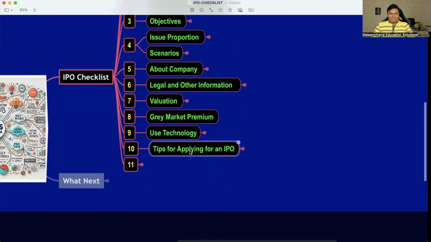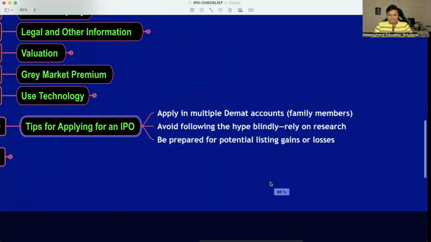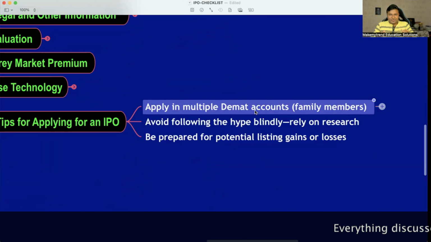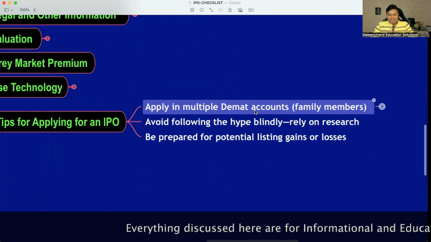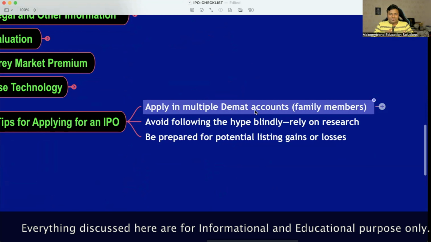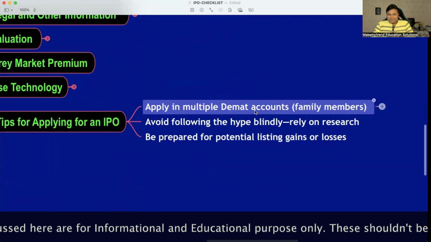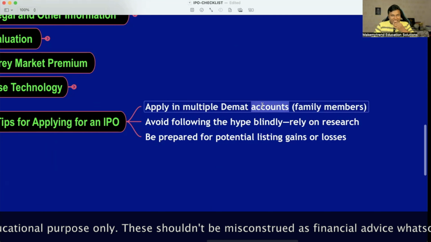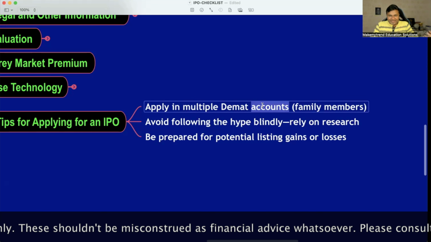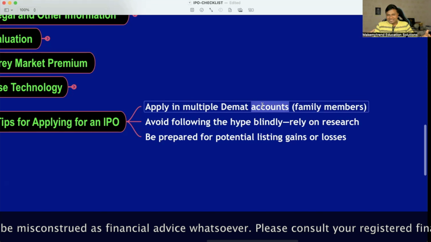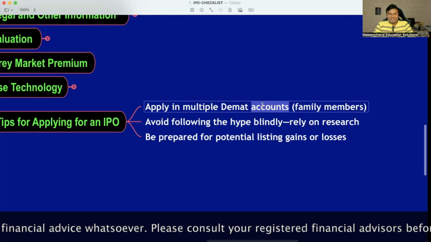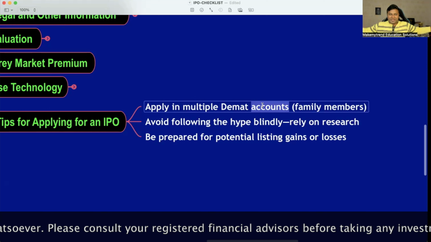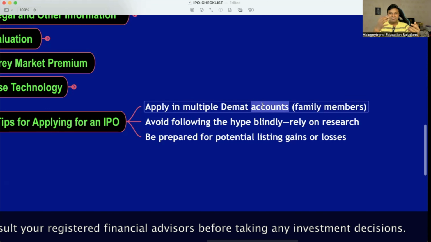Now the next one is: what are the tips for applying for an IPO? The first and foremost thing is, as you know, IPO is a bidding process, so the more times you apply, the more chances there are. Unfortunately, you cannot apply from your Demat account multiple times. So what you can do is apply from multiple Demat accounts. Most people use their family members' Demat accounts to apply. Ultimately it is just about getting the IPO, right? So many people apply from multiple family members' accounts, so that their bid will be accepted.